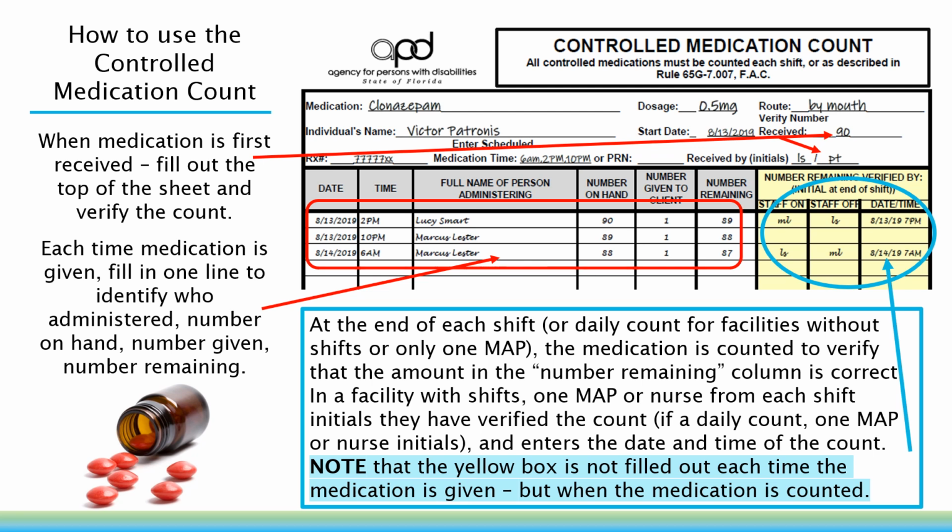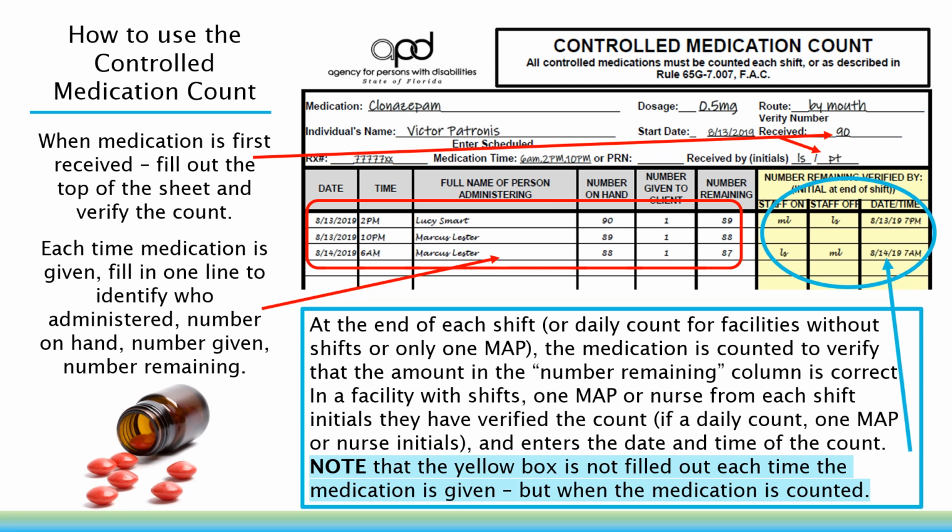How to use the controlled medication count. When a medication is first received, you will fill the top of the sheet and verify the count. Each time the medicine is given, fill one line to identify who administered, the number on hand, number given, and number remaining.